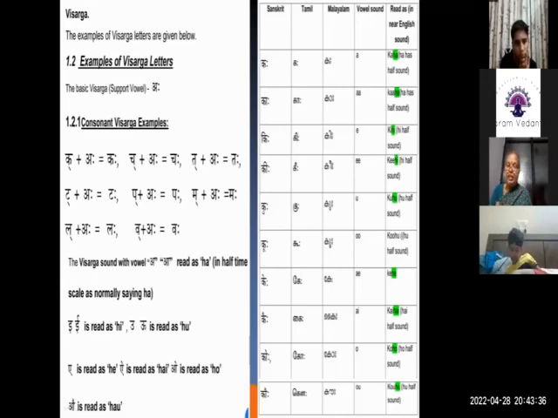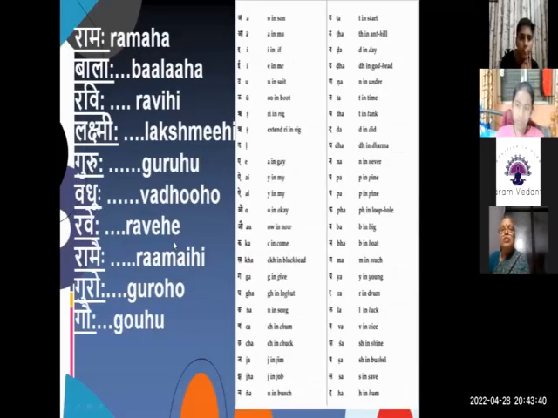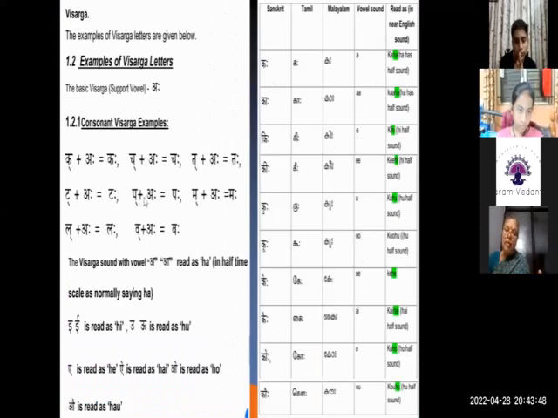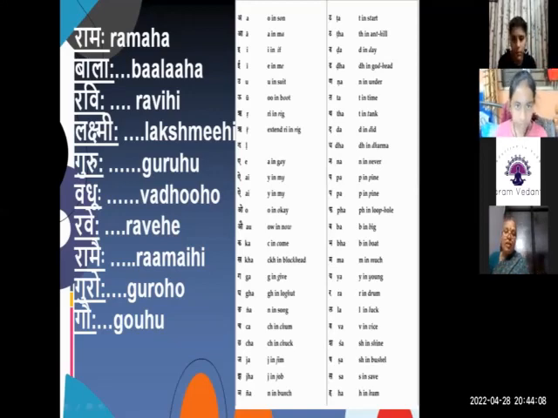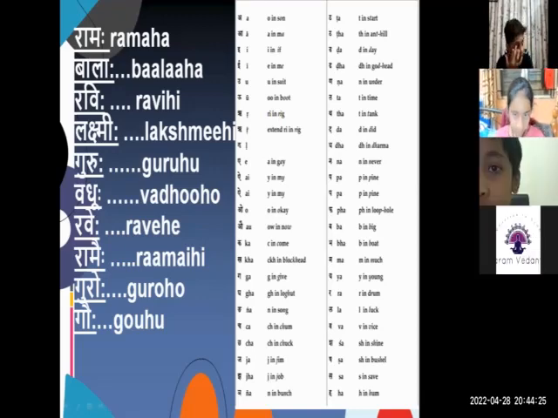Now moving on to the next slide, you will see the words in Sanskrit with all these visargas. See here, Ram plus aha, Ramaha. The second one is Balaha. Then Ravihi, ihi. Then Lakshmihi, ihi. Are you able to understand what I am explaining, children? Yes, ma'am. Okay. Continuing, Guru becomes guruhu, uhu. Vadhuhu, dirgha ukara, like how I asked. And then we have ravehe.